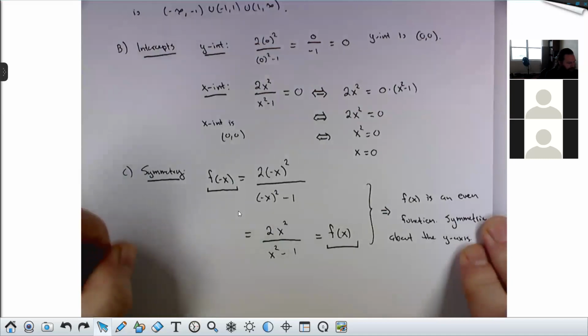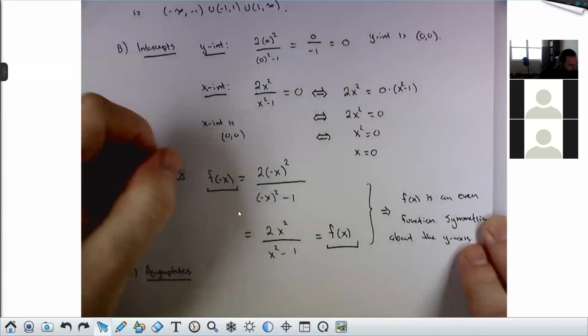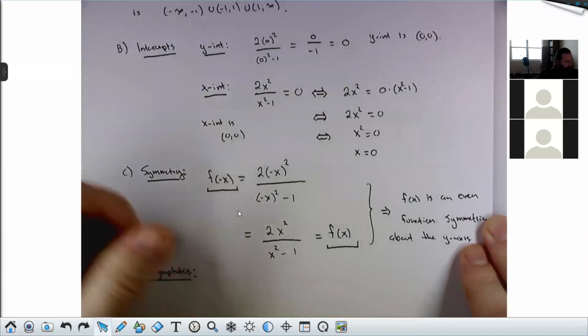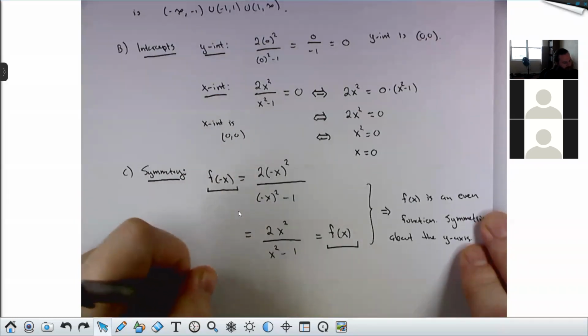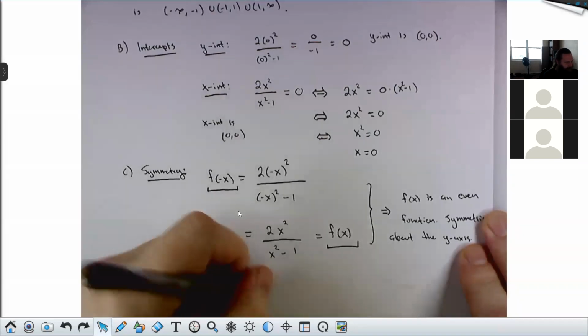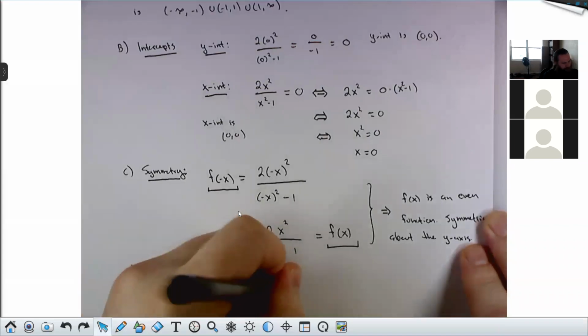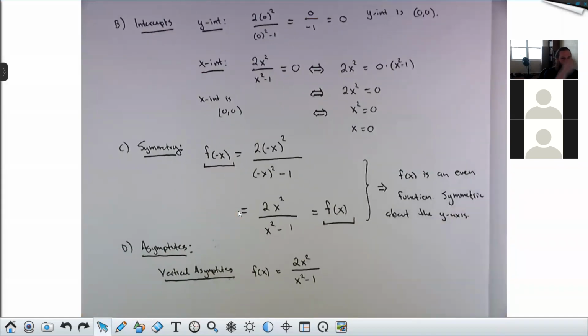Our next thing to look for are asymptotes. So first, maybe vertical asymptotes. Looking at the kind of algebra shape here, f of x is 2x squared over x squared minus 1. Can anybody think of a place where this function might blow up to infinity or negative infinity? Anywhere this function might become undefined in a kind of fantastic way.